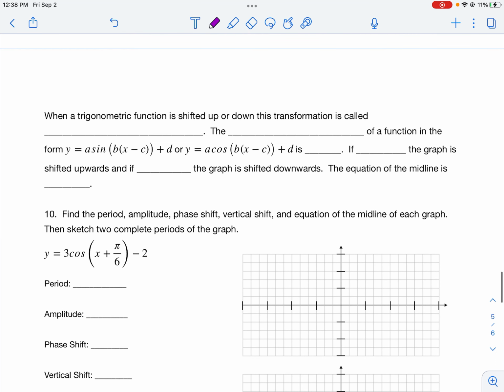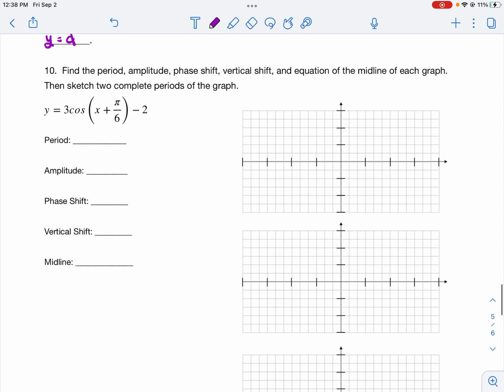Okay, when a trig function is shifted up and down, the transformation is called a vertical shift. The vertical shift of a function in this transformation form is determined by d. So we look here to figure out our vertical shift. If d is greater than 0, the graph is shifted upwards. If d is less than 0, the graph is shifted downward. This will change your midline. So the equation of your midline is y equals d.